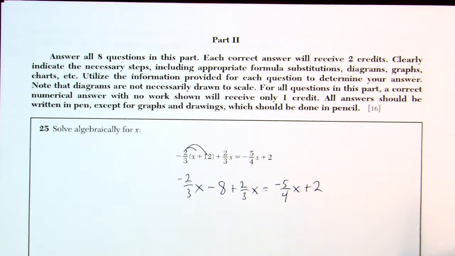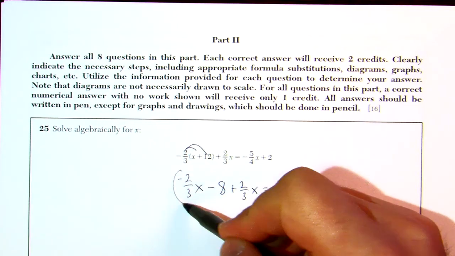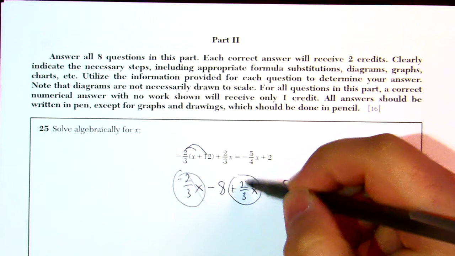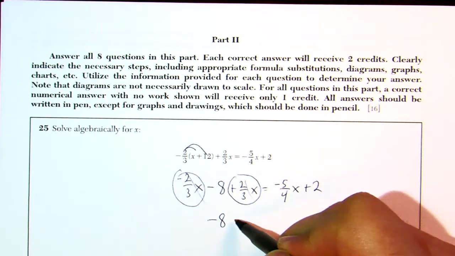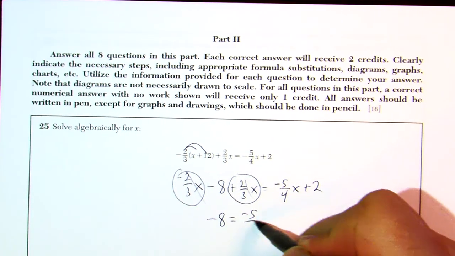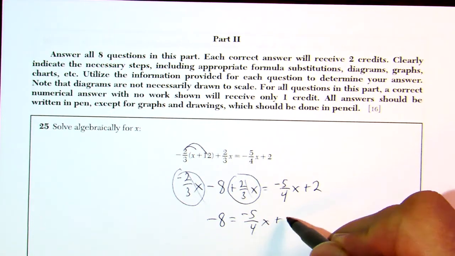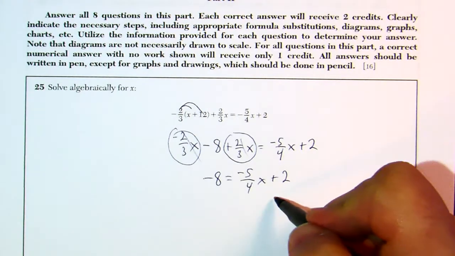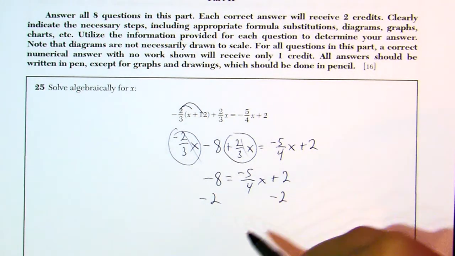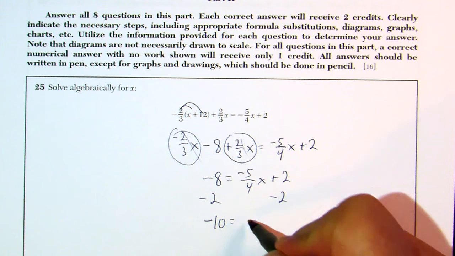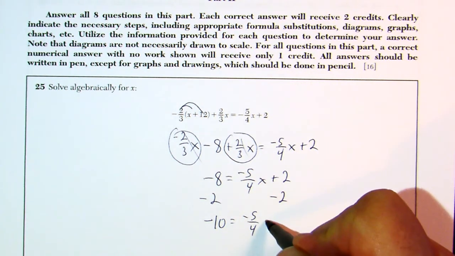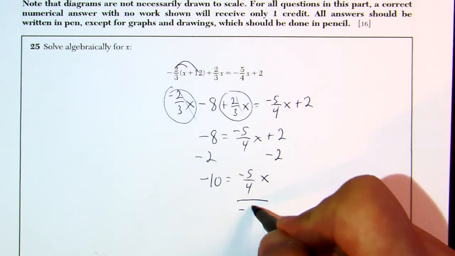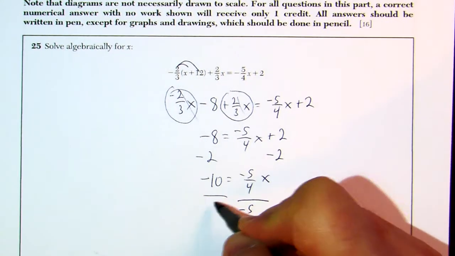Now if I look right off the bat, I have a negative 2/3 x, positive 2/3 x. They eliminate each other. I have a negative 8 left. And I'll just rewrite it to make it neater. Okay, I want to get x by itself. So I start by subtracting 2 on both sides. So I have negative 10 equals negative 5/4 x. So if I divide both sides by a negative 5/4, should give me my answer.